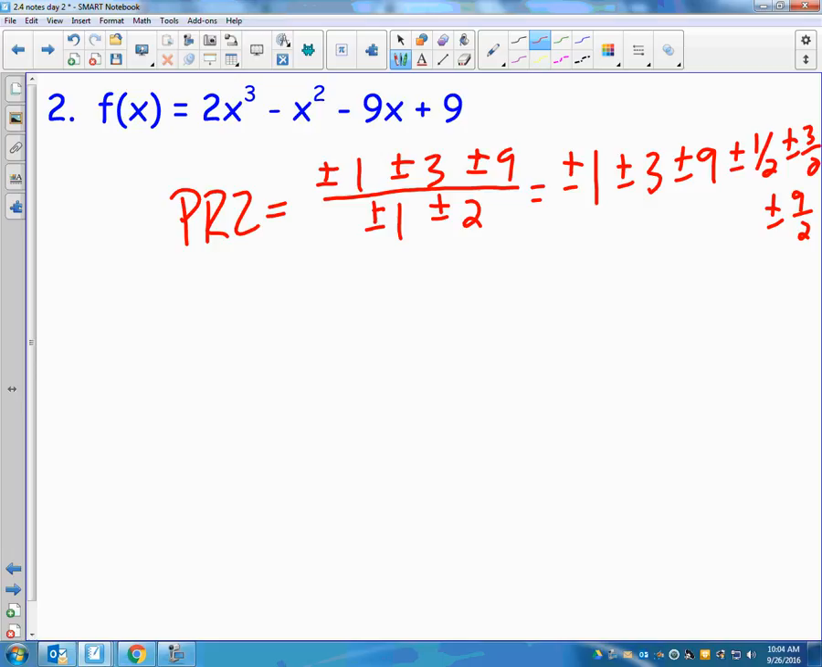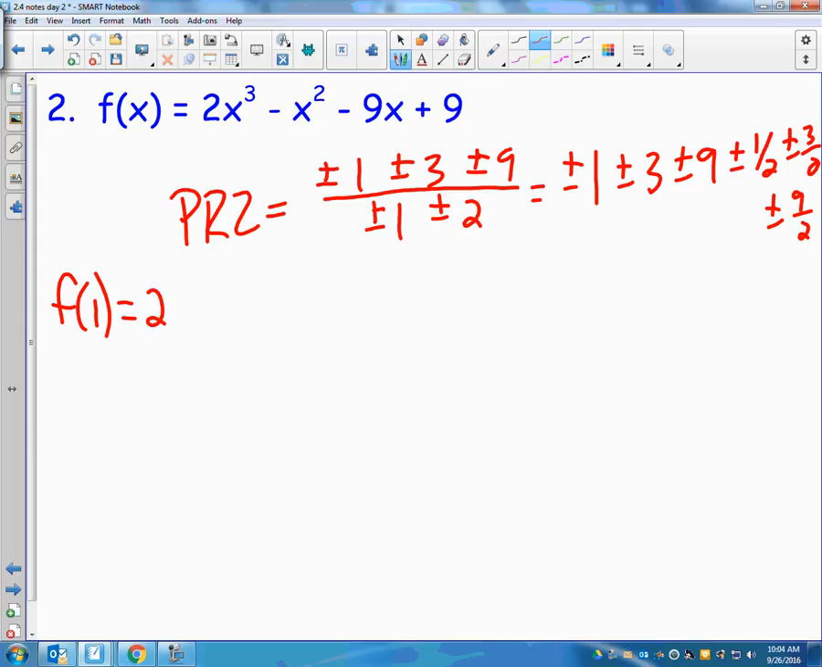And then the tedious part, the part that you don't want to do, but you have to do, is you have to just plug numbers in until you find one that works. But again, really nice, if it's a cubic, as soon as you find one that works, you can divide it out and get a quadratic, and then you don't have to guess and check anymore, because we know how to solve quadratics.